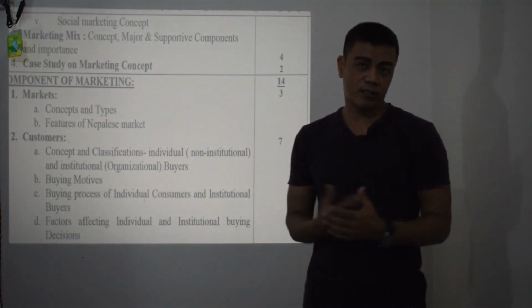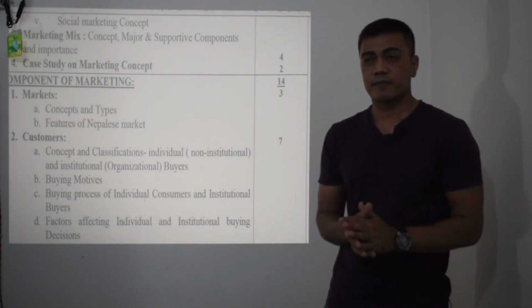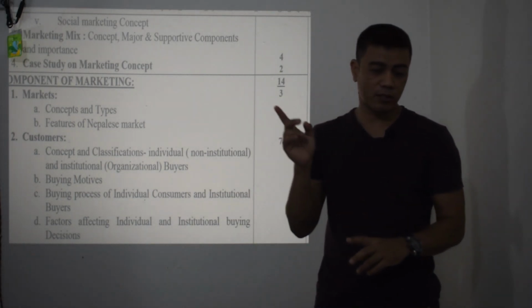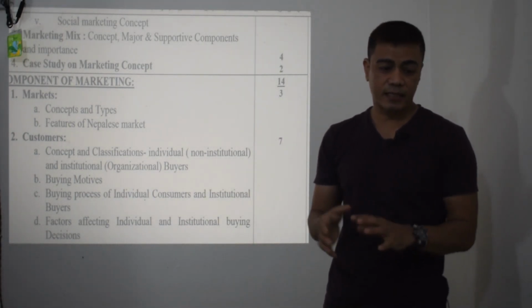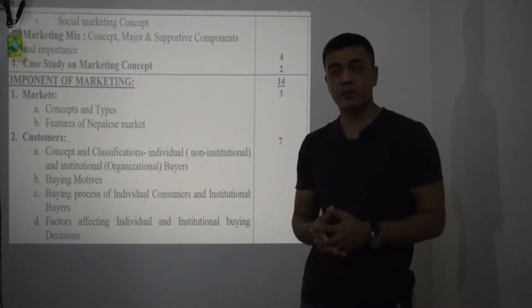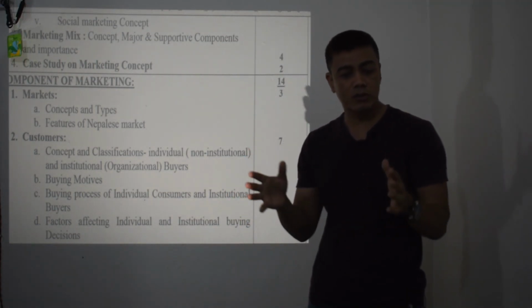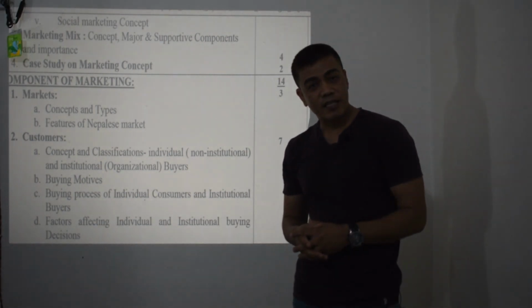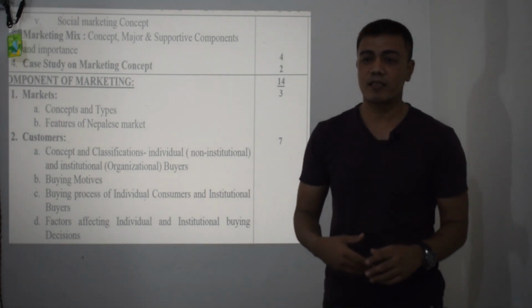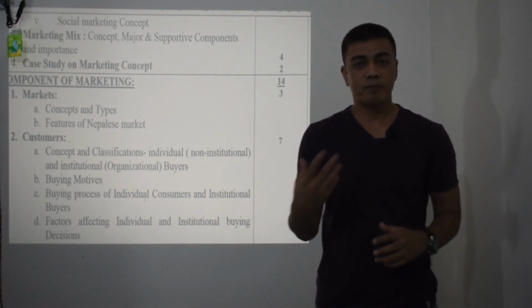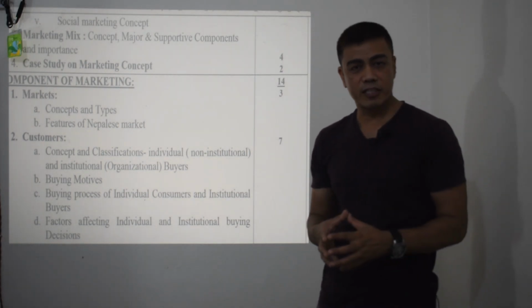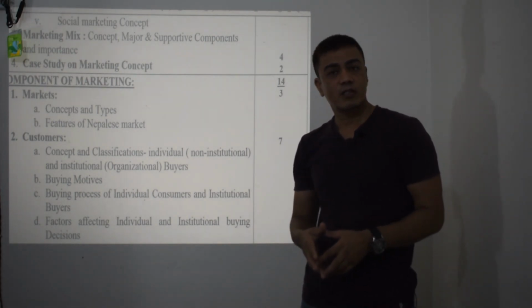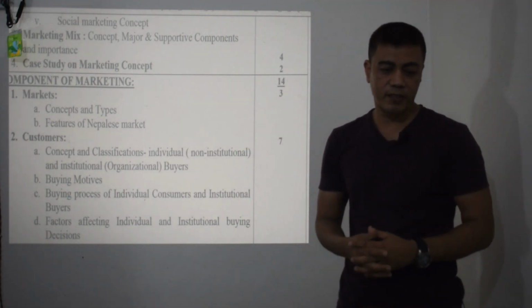Next one is customer. All of us are customers, consumers. Here, customers are classified into individual customers and institutional customers. Their classification you will have to understand, and you need to know the concept of them. Similarly, buying motives. Motives mean the urge, what compels people to purchase something. There are various buying motives, so all those points you also need to prepare.